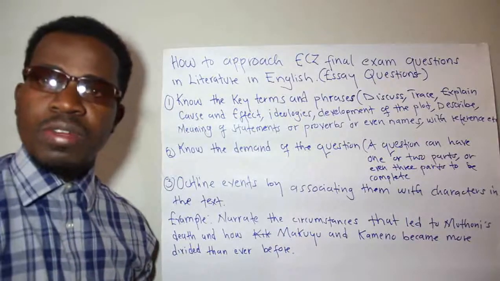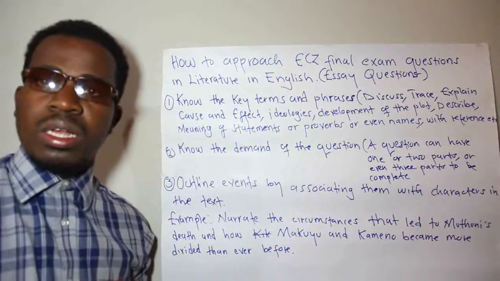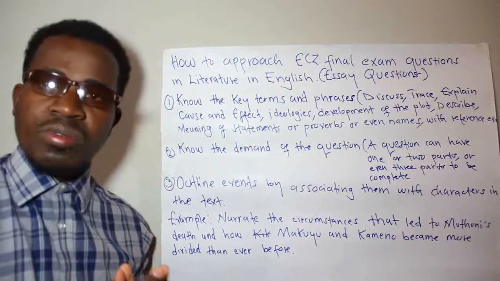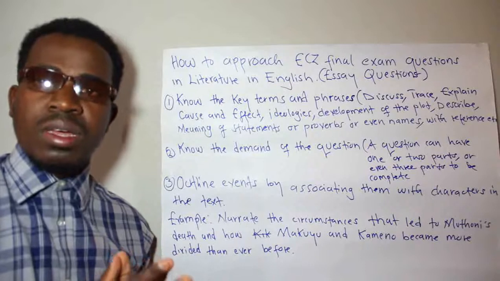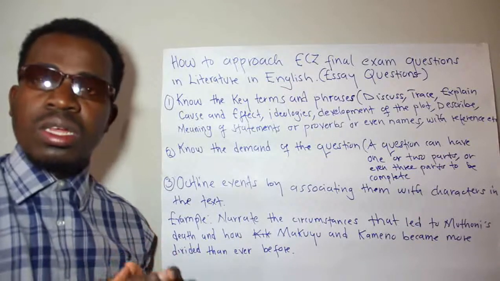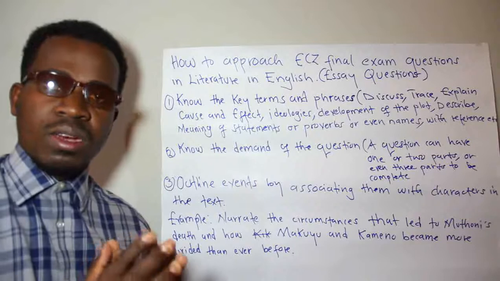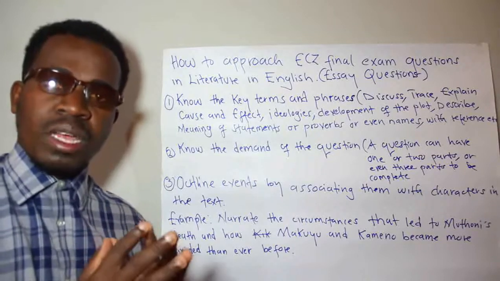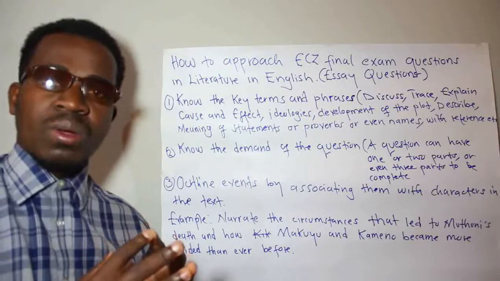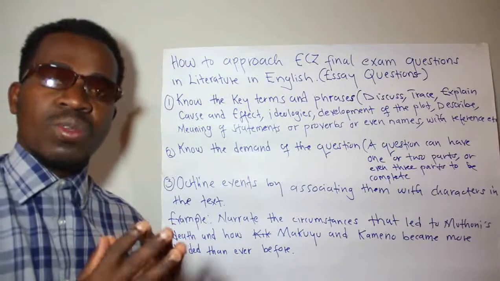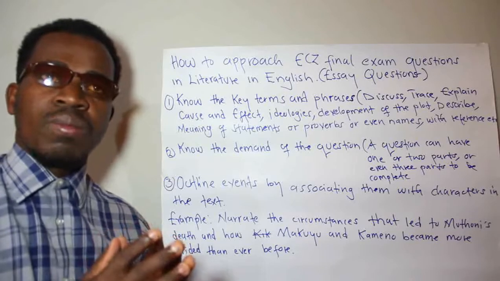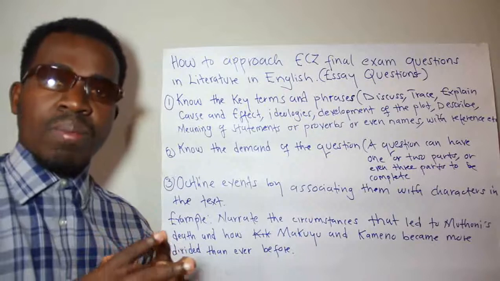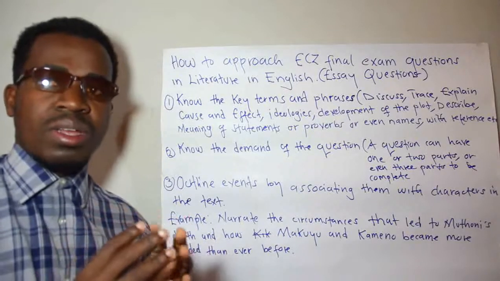Hello, in this video I would like us to discuss how to approach ECZ exam questions in literature in English, especially essay questions. So we are going to look at three things. The first one is knowing key terms. The second one is knowing the demands of a particular question. Then the third one is knowing or outlining certain events from the text by associating them with characters.